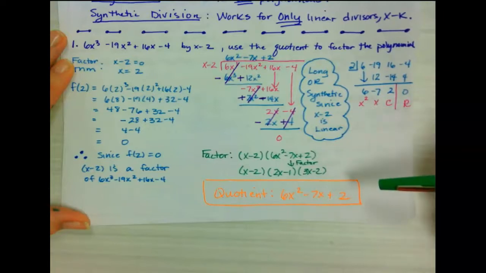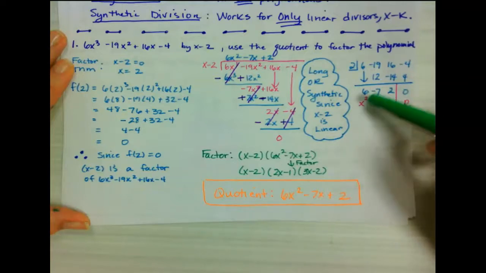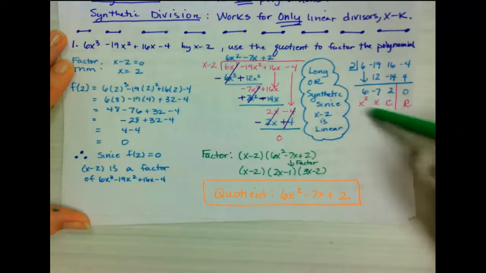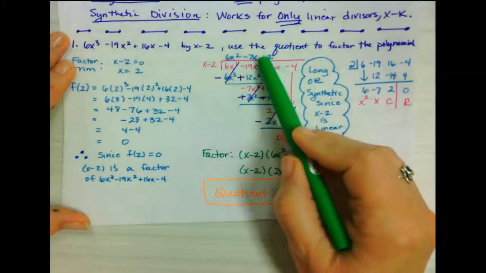And when I say next thing to it, I just mean so you don't skip anything here. And what you're doing is identifying these coefficients that go with these letters. So then my quotient becomes 6x squared minus 7x plus 2. And that's the quotient for this problem.